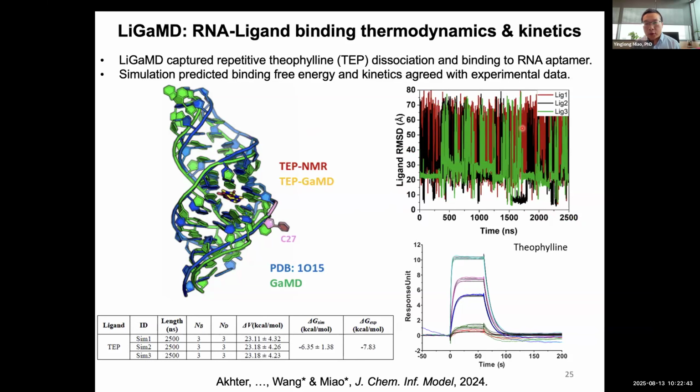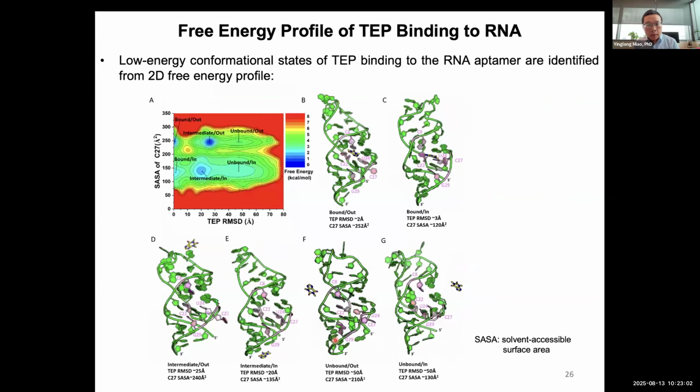With enough sampling, we can also calculate the ligand binding free energy and the kinetics. At the same time, our collaborators can measure the ligand binding free energy and the kinetics from SPR experiments. In comparison, our estimates are pretty accurate. Now we can go into the simulations and figure out more mechanisms. So in the simulations, this C27 can move out and in during the ligand binding process. You can see the different conformations.